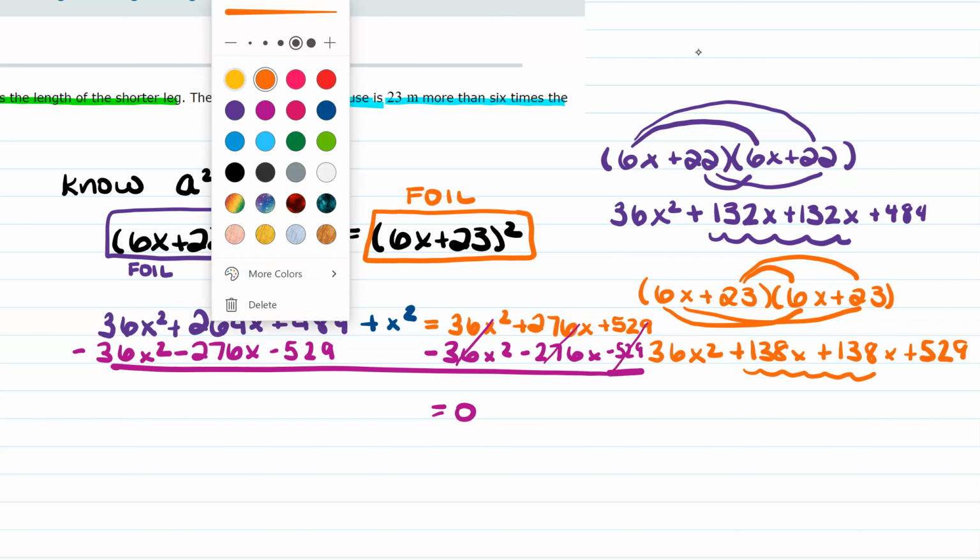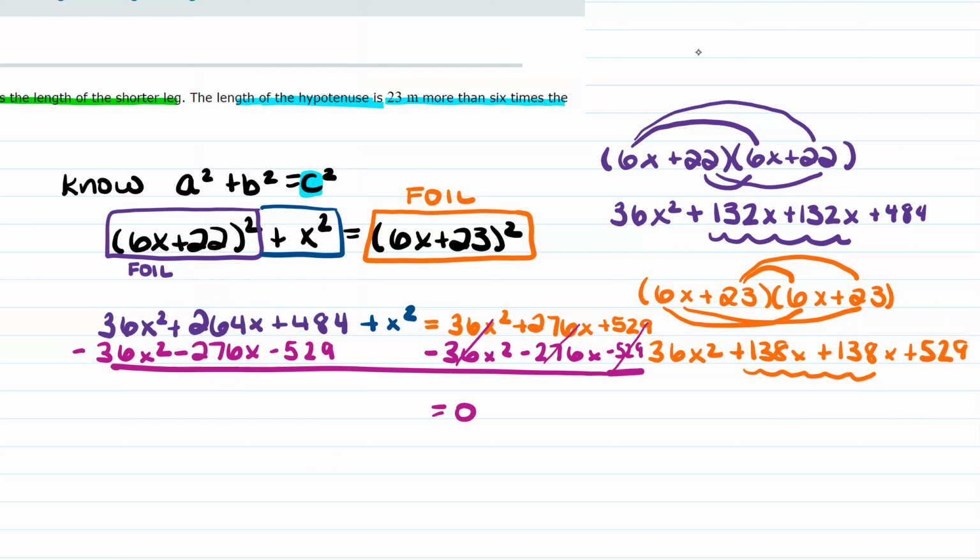So let me get a different color. If I have 36x squared and I subtract 36x squared, well, that guy's gone. So I only have one single x squared. And now I need to do 264x minus 276x. One trick for subtraction is always do big minus little and then take the sign of the bigger number. So to get from 264 to 276, we need 12. But since the 276 was bigger, it'll be negative 12x.